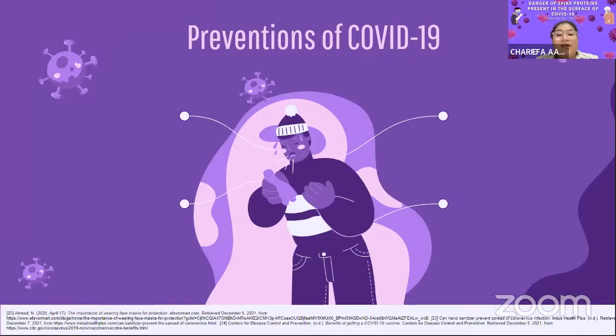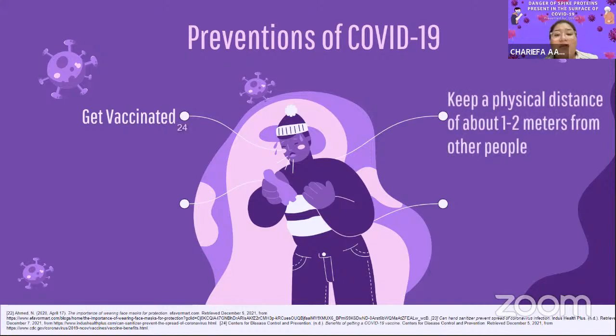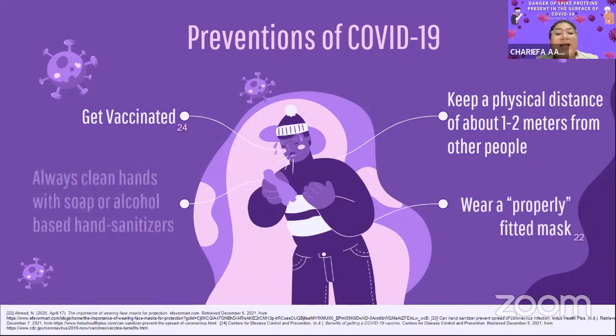Now that we have encountered this topic, we will talk more about the prevention in regards to COVID-19. So there are a few safety measures an individual must take in order for them to avoid having COVID-19. These would be by getting vaccinated, by keeping a physical distance of 1 to 2 meters from other people, wearing a properly fitted mask, and by always cleaning your hands with soap or with alcohol-based hand sanitizers. All these I have mentioned are already proven to have helped protect us or lessen the effects that the virus may bring to us. So we will now move on to the treatments.